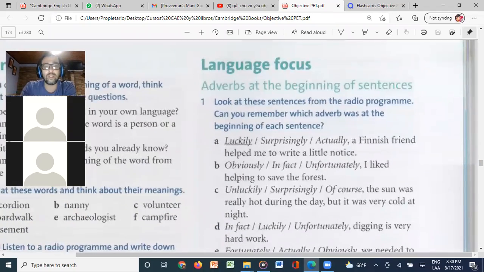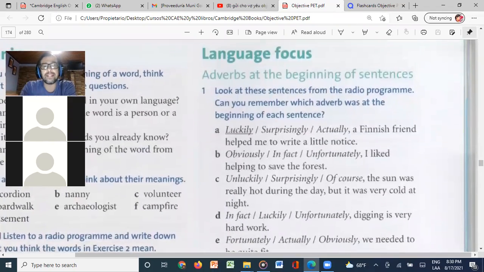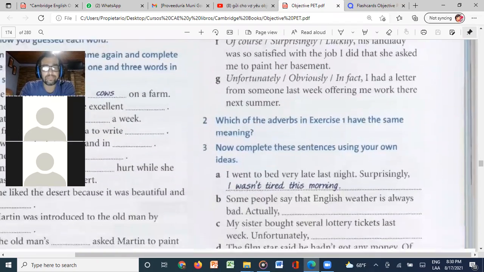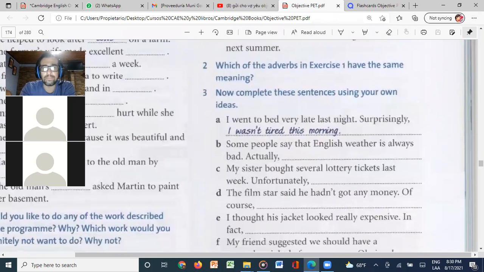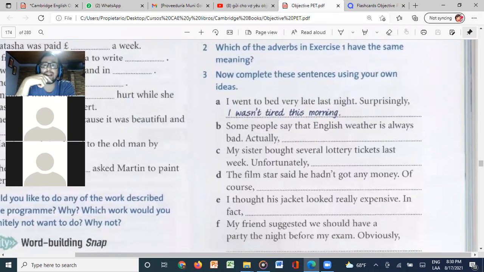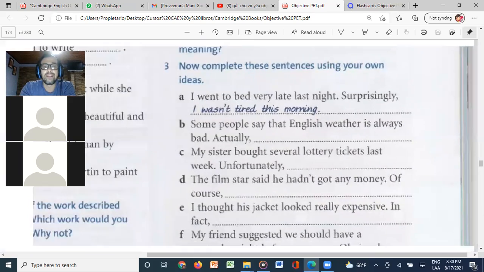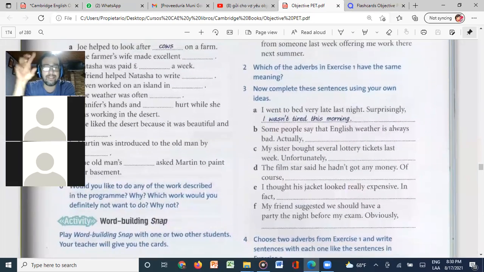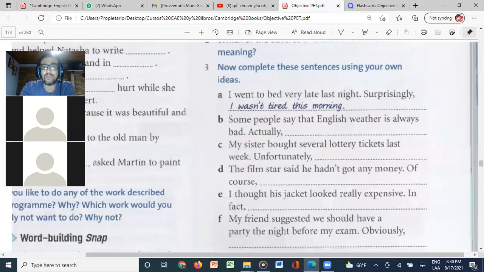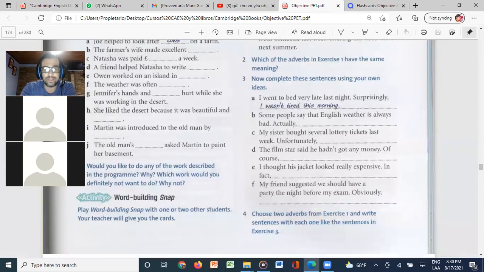But we can do this part. It says adverbs at the beginning of sentences, so we can work with these adverbs. And also, it's very important for us to do part 3, where it says, and now complete this sentence using your own ideas, right? So for example, if I say, I went to bed very late last night, surprisingly. What is the meaning of this? Well, I wasn't tired this morning, right? And again, if you have questions specific about this, please let me know, okay? Because it's very important for us to know the meaning of these adverbs, okay?